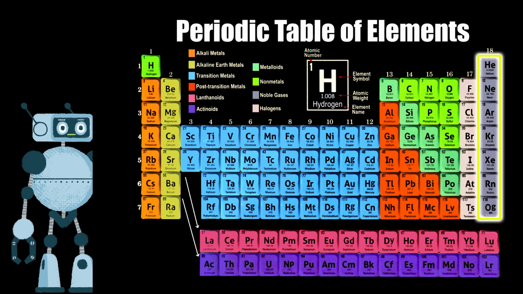Noble gases are found in group 18. Characteristics: colorless, odorless, and extremely unreactive. Examples: helium, He, neon, Ne, and argon, Ar.